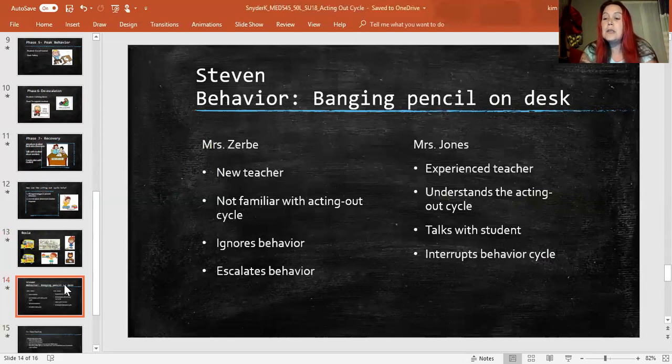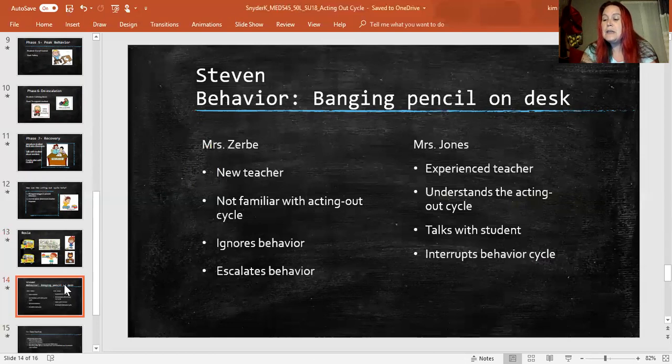We see that by ignoring the behavior and then waiting till Stephen was exhibiting his peak behavior, Mrs. Zerby was unable to interrupt the cycle. She also was not able to respond appropriately without the knowledge of what phase Stephen was at. Let's look at the same scenario with Mrs. Jones. Mrs. Jones notices Stephen is banging his pencil on the desk. She knows if she approaches Stephen at this point while he is only mildly agitated and offers support, she will have a much better chance of helping the student solve the problem and return to a calm state.